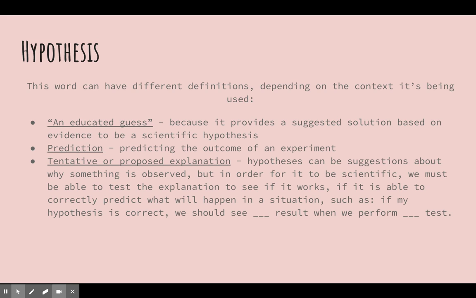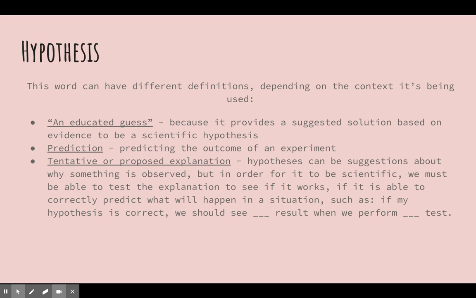A prediction, that's predicting the outcome of an experiment. And typically, when you're designing an experiment, your hypothesis in that way is a prediction. You always make the hypothesis before you perform the experiment, and you're predicting the outcome of that experiment. And another way that word can be used is as a tentative or proposed explanation.